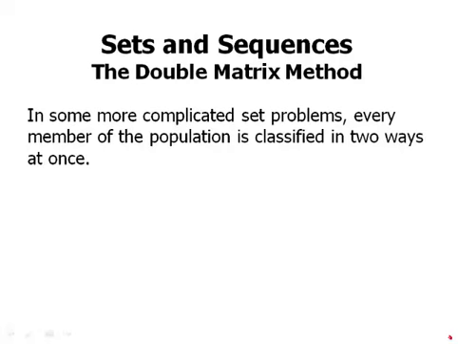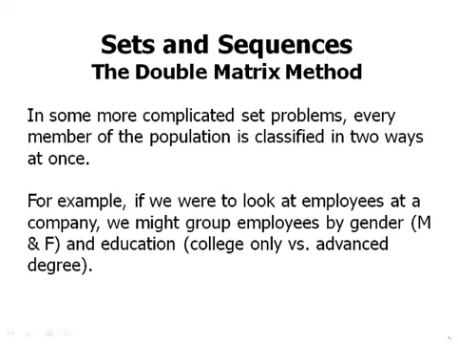The double matrix method. In some more complicated set problems, every member of the population is classified in two ways at once. For example, if we were to look at employees at a particular company, we might group employees by gender, either male or female, and education. And here we're just going to consider two categories: a college degree only, that is a bachelor's degree, versus an advanced degree.